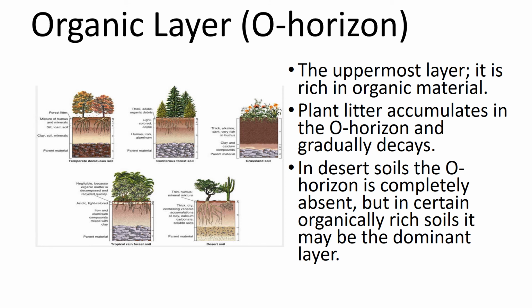So the O layer, like I said, is the uppermost layer. It's super rich in organic material. We call the organic material in soil humus. Humus, not hummus. It's not a delicious chickpea spread, but it's a nice, dark, rich organic matter. And so plant litter is accumulating on the top of the surface and then decaying, and that's where we get it from. So in the desert, there's no organic horizon, but in other places, you have a fairly large organic layer.